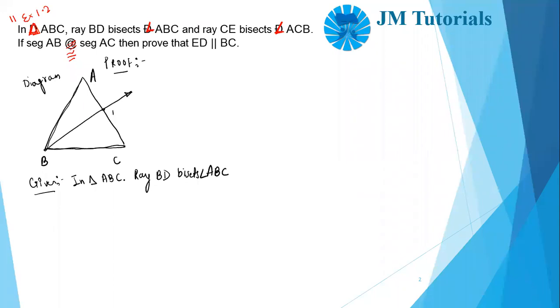After that, ray CE bisects angle ACB. So BD is bisecting angle ABC, and if you look at the pointer, CE is bisecting angle ACB. AB and AC are congruent, so these two are congruent, this entire thing and this entire thing. Prove that ED is parallel to BC. I have to prove that this is parallel to this.